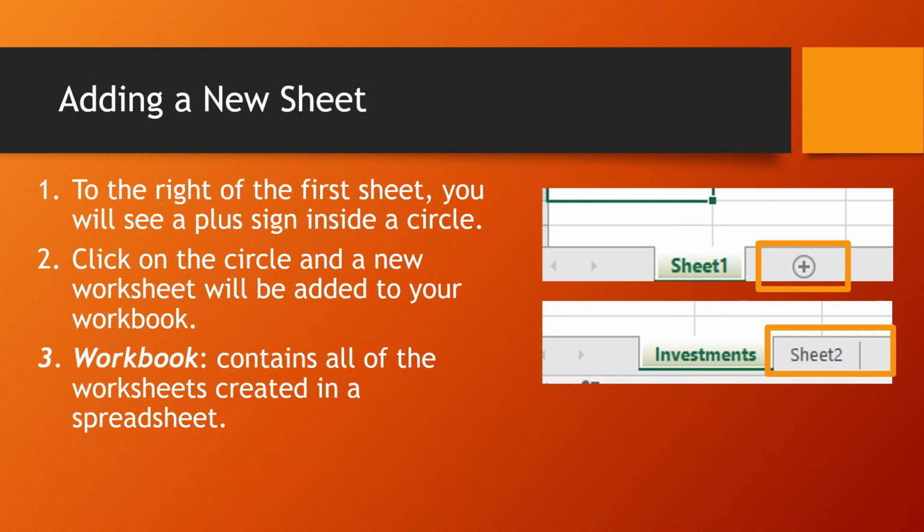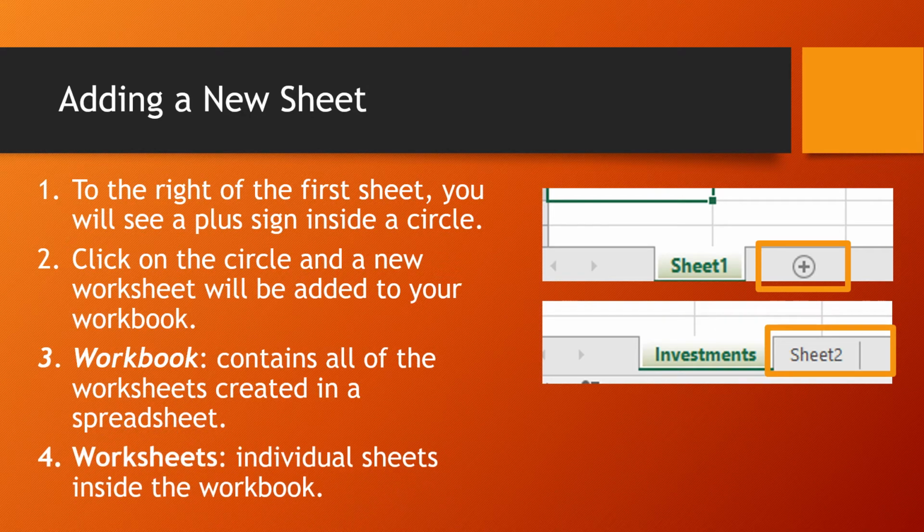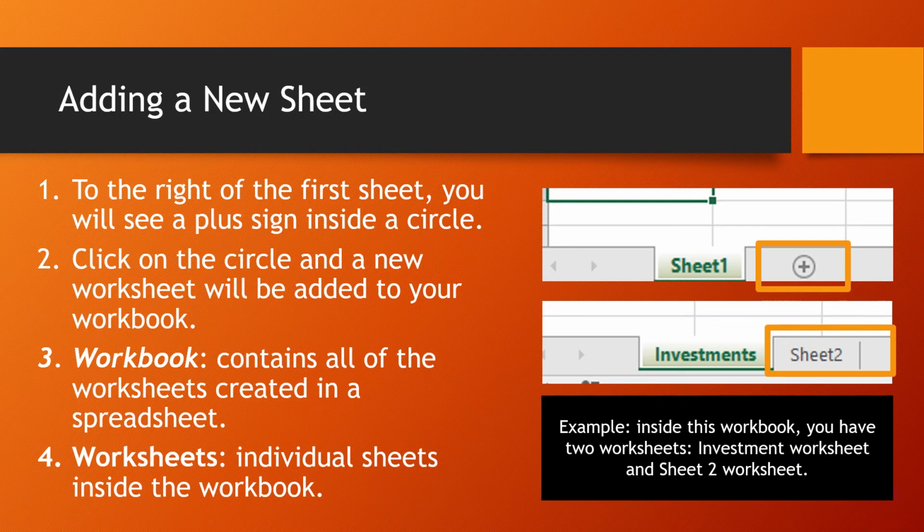The workbook contains all of the worksheets created in a spreadsheet, and a worksheet is an individual sheet inside the workbook. It is very similar to a book. You have a book that contains a lot of pages. A workbook in Excel contains a lot of worksheets. In this example, you have two worksheets, Investment Worksheet and Sheet 2.